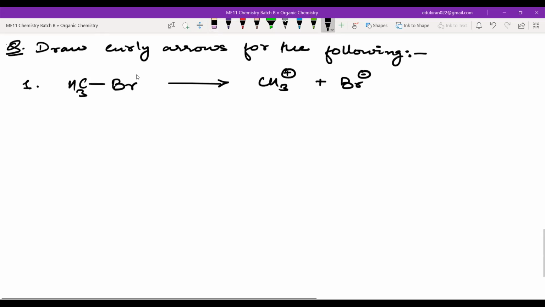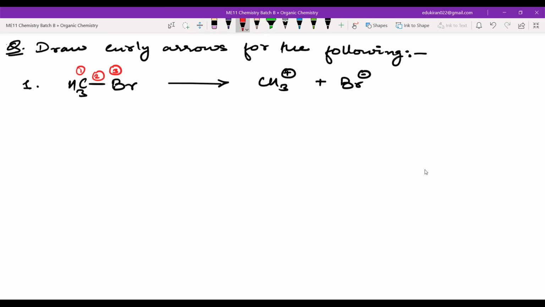Yes, tell me, Reba, what did you say? I could not hear you. See, there are three things in the reactant. We have a carbon atom, we have the bond, and we have the bromine atom, right? Three things. So you have to tell me, where should the tail be of the curly arrow?